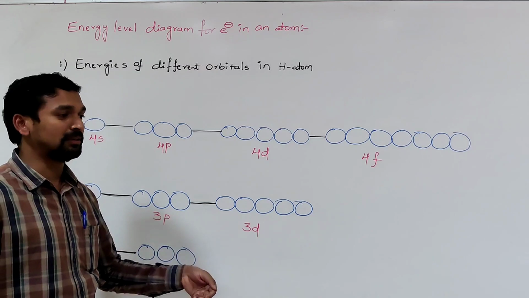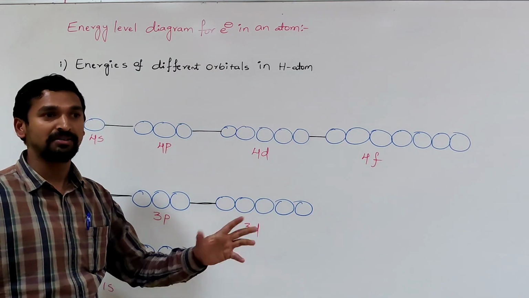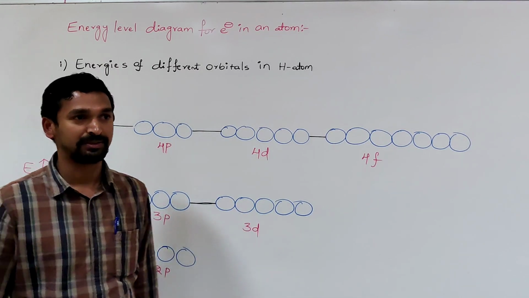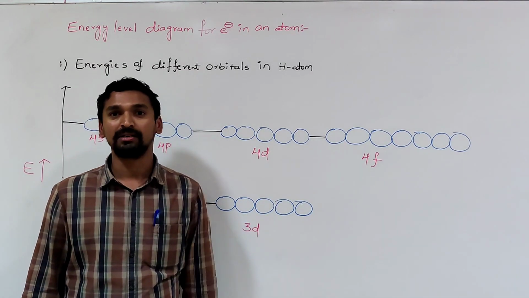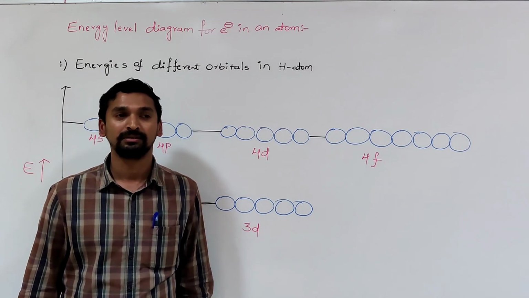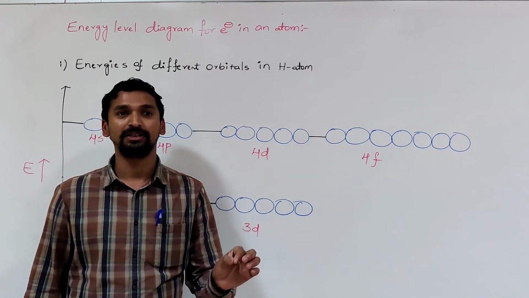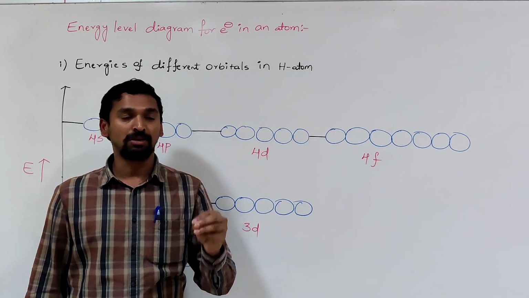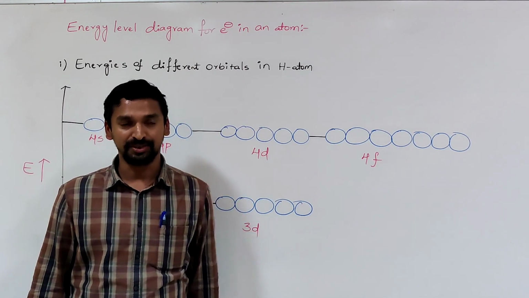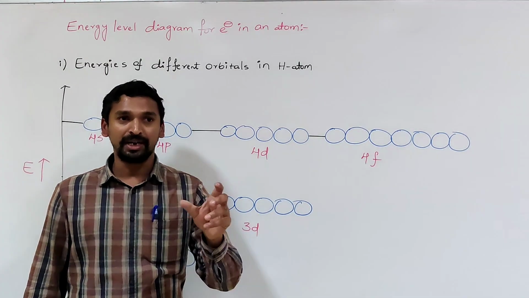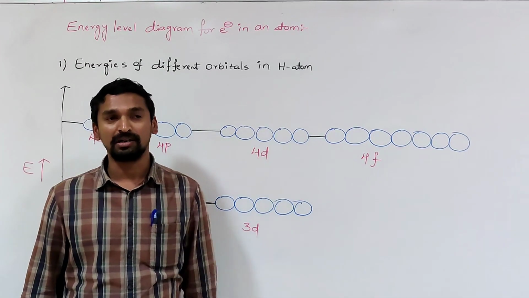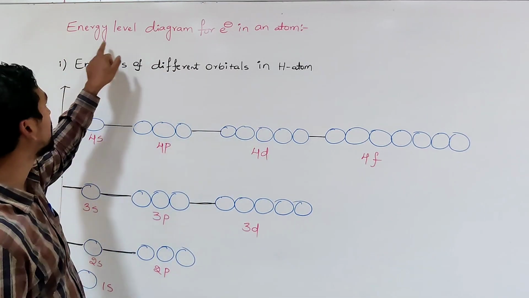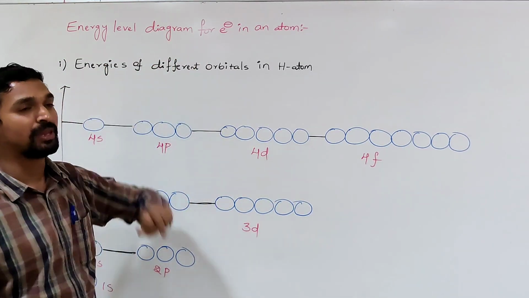In the last topic, we discussed that an atom has different orbitals. In those orbitals, the electrons are present. To fill up the electrons in different orbitals, the order of energy of those orbitals is needed. That means which is lower in energy, which is higher in energy. The relative energies of those orbitals can be shown by an arrangement. That arrangement is called the energy level diagram.